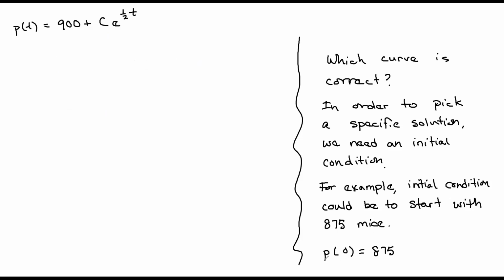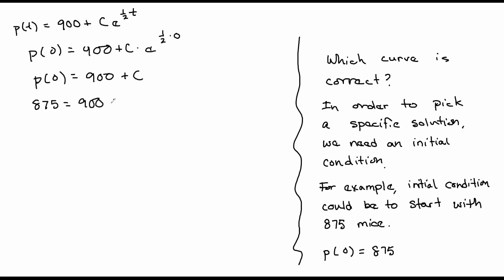So you want to notice that we have P of 0 here. We've got P of t here, so we can plug in 0 for t, and you'll end up with 900 plus c times e to the 1/2 times 0. If we simplify that, e to the 1/2 times 0 is going to be e to the 0, which is going to be 1. So we'll end up with 900 plus c. And then we know that p of 0 also equals 875. So we can pop in 875 here, and we'll end up with 900 plus c equals 875. Then we'll end up with negative 25 equals c. And then if we plug that in, we end up with p of t equals 900 minus 25 e to the 1/2 t.